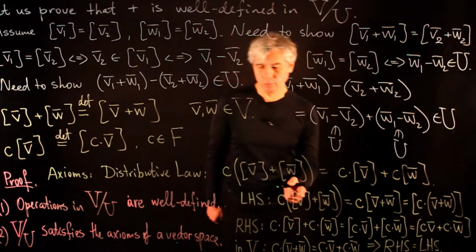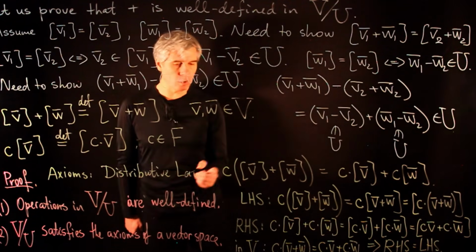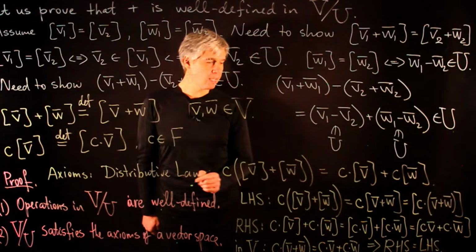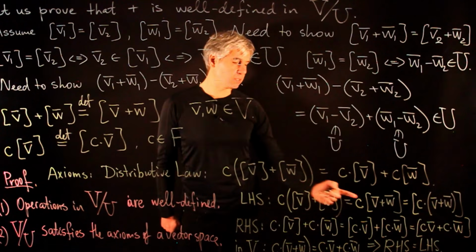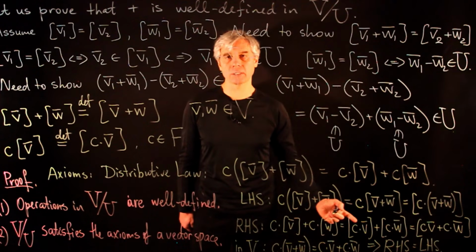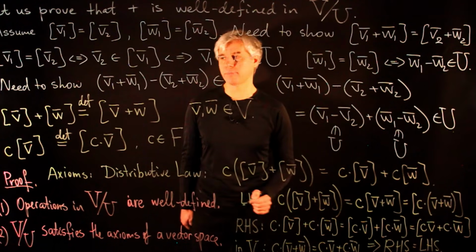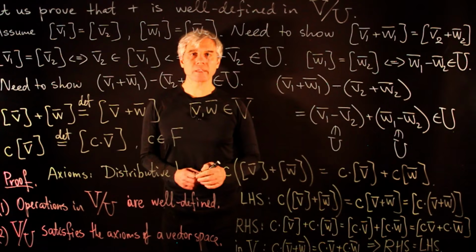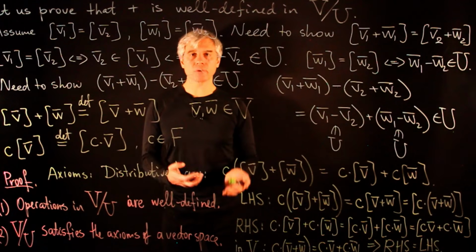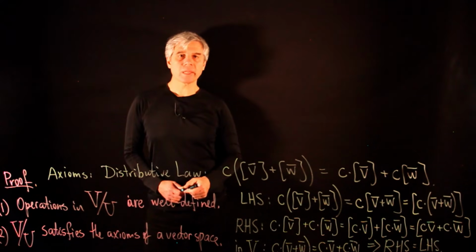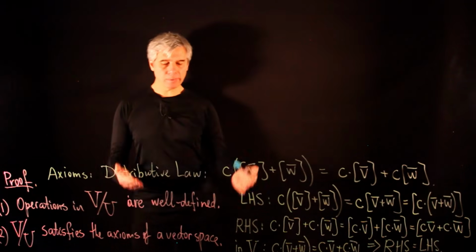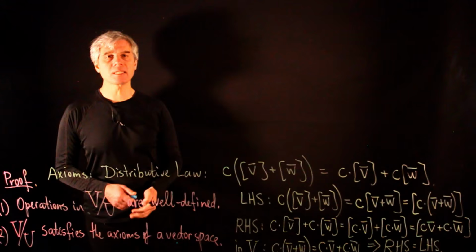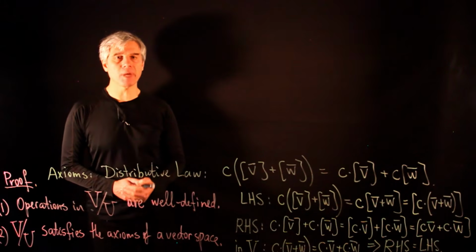And this proves that the distributive law holds in the quotient space, and verification of all other axioms is just as straightforward. And so I leave this for you as an exercise. This proves that the quotient space is indeed a vector space. It is instructive to revisit remainders and to see that what we did here for quotient space is very similar to what we have done for remainders.